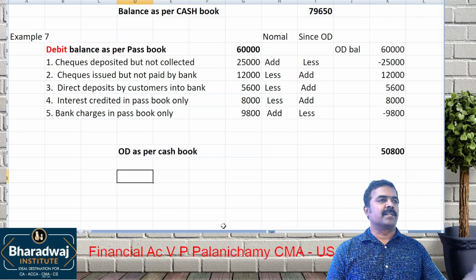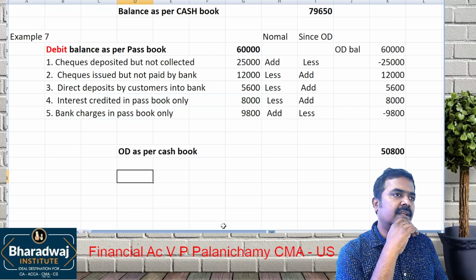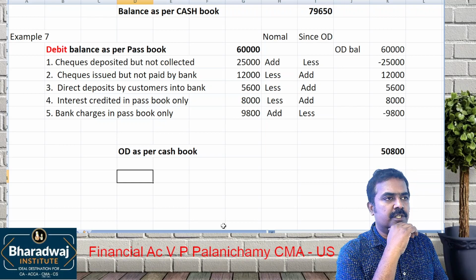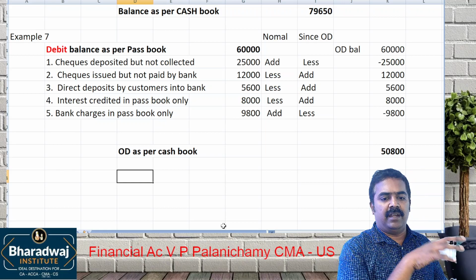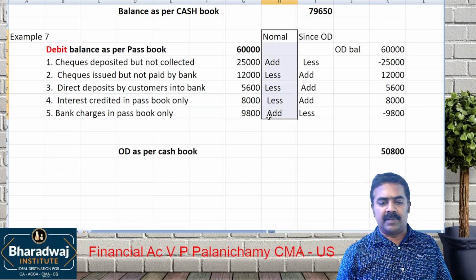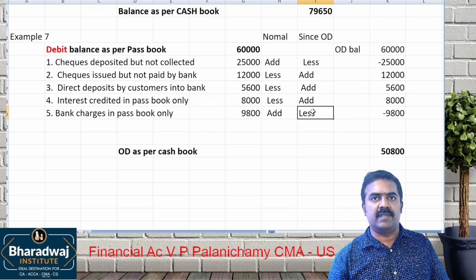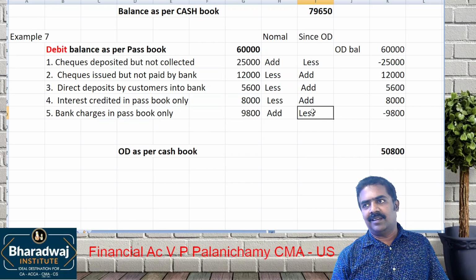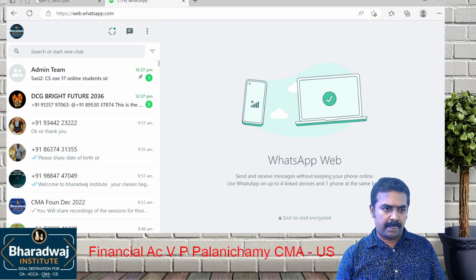Simple. Adjust according to the customer, that's all. When you start with balance as per passbook, adjust according to which one? Customer. Adjust according to customer. Number one. Number two, if OD is a starting point, think normally, change the sign for the adjustment. Change the sign for the adjustment. This is one of the easy ways in which you can remember. Reconciliation statements.